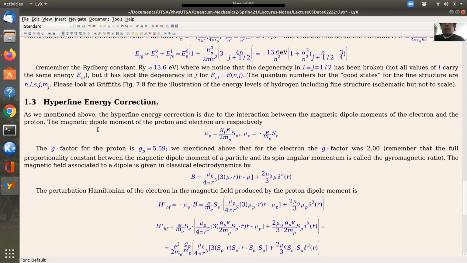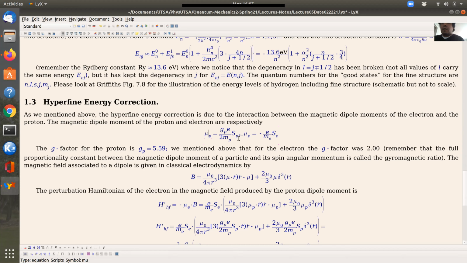So, the magnetic dipole moment of the proton has this formula. This is the formula that you would have in any case. So this is the charge of the particle divided by 2mp, then the spin, and this is the dipole moment. So it's proportional to the spin. And then this factor is called the g factor. I think it's called the Landé g factor.